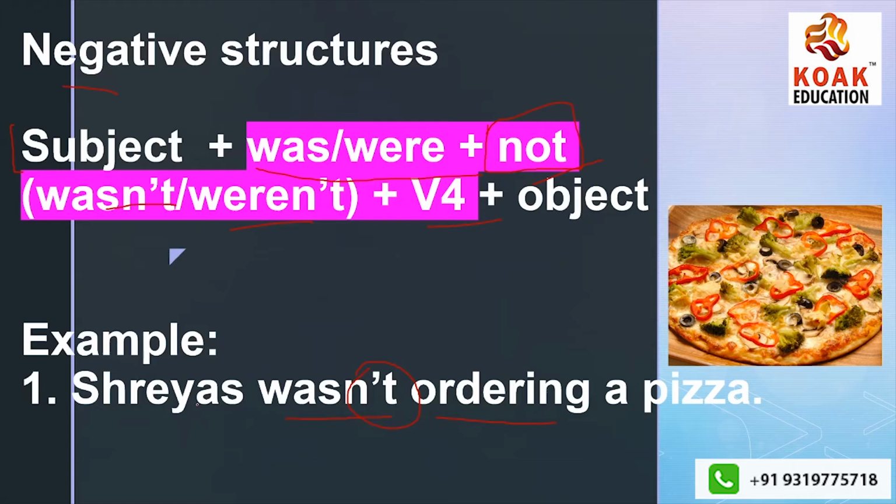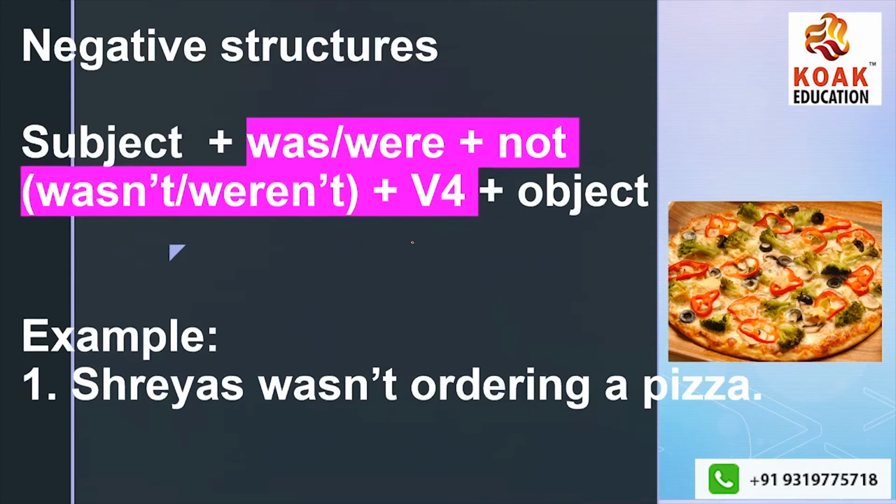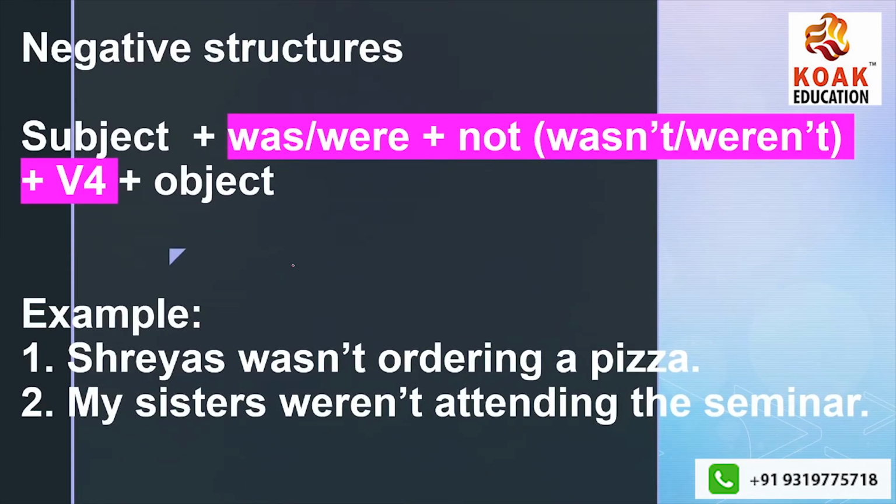Okay, so you can also say Shreyas was not ordering a pizza. That's not wrong, but the better way of saying it is Shreyas wasn't ordering a pizza. Alright, so this is the pattern to be followed. Okay, we have another example.